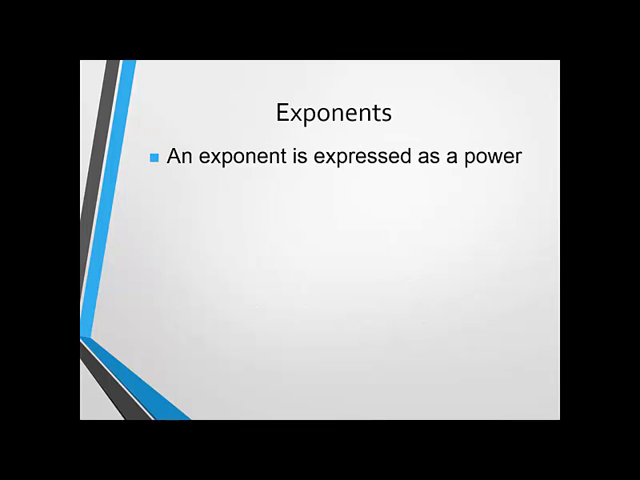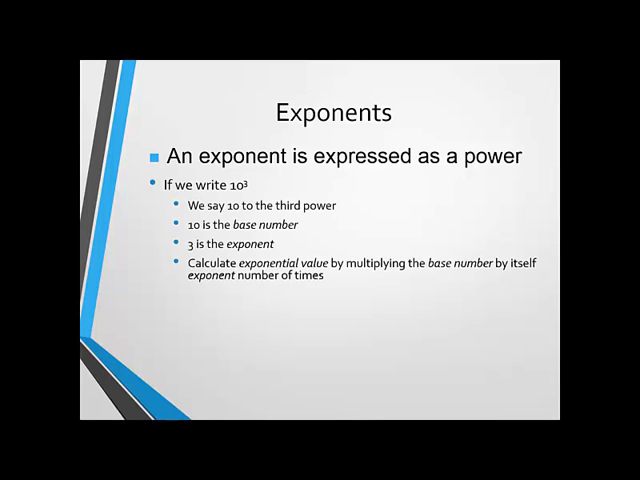Another review: an exponent is expressed as a power. So if we write 10 superscript 3, we say 10 to the third power. 10 is our base number, 3 is our exponent. We calculate our exponential value by multiplying the base number by itself, exponent number of times. So in this example, 10 to the third power is the same as 10 times 10 times 10, or 1,000.